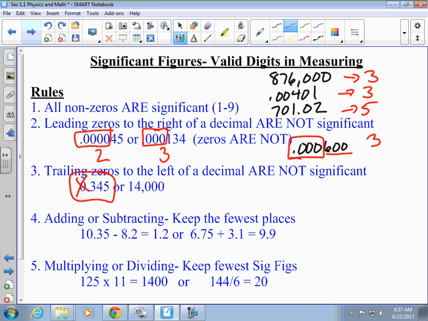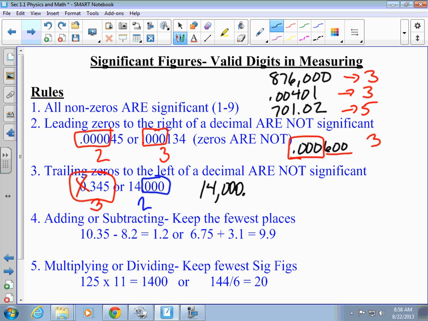So 0.345 automatically has 3. Trailing zeros to the left of the decimal. Well, on 14,000, if you pretend the decimal to be there, these 3 are trailing that decimal. 14,000 would have 2. Now, one thing you've got to be really careful about: 14,000 with a decimal.